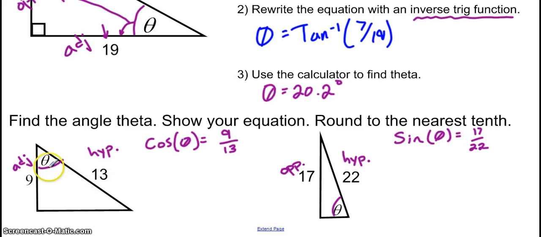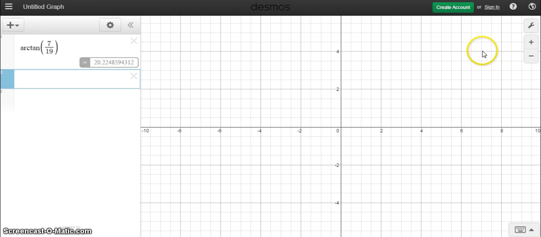In the first triangle, we're given the adjacent and the hypotenuse, and so we're going to use cosine here. We have cosine of theta equals 9/13 because cosine equals adjacent over hypotenuse. To get theta by itself and to figure out the value of that angle, we'll use inverse cosine on both sides of the equation, and we'll be left with theta equal to the inverse cosine, also called arccosine, of 9/13.